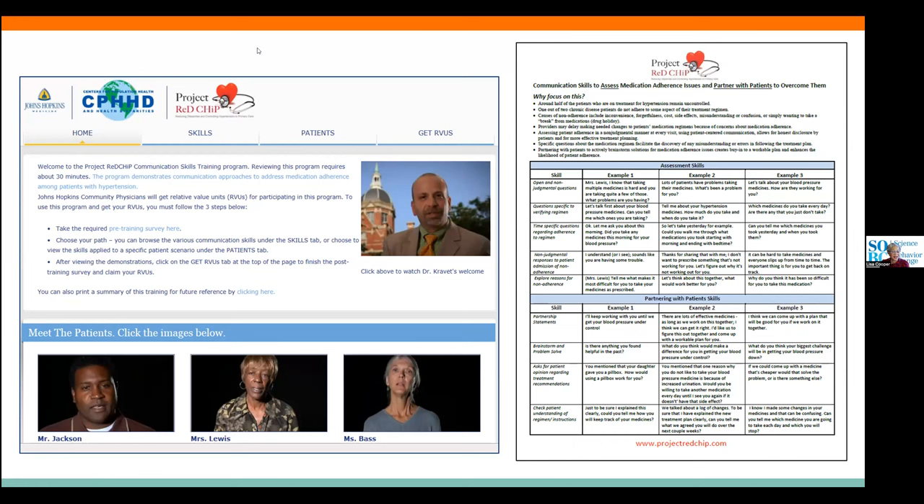The sheet you see on the right-hand side is the summary sheet that people got after they completed the program. It gave them examples of what the key skills were related to assessment of adherence and partnering with patients, and gave them examples of those things.